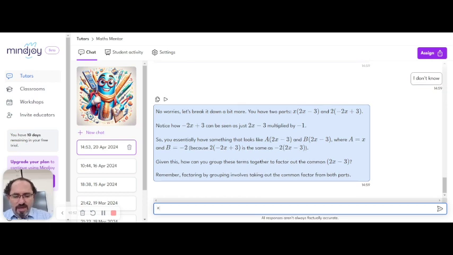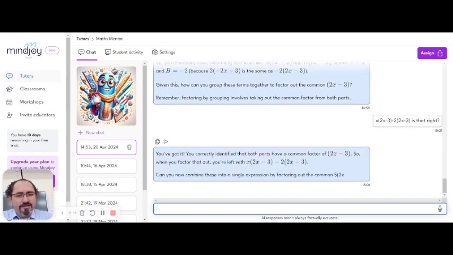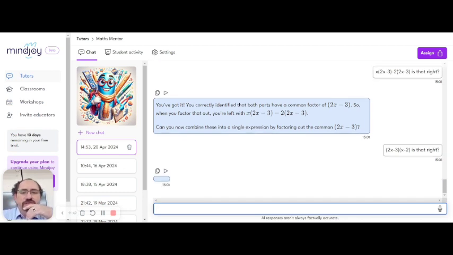So it's going to be, is that right? Right. So, can you now combine these into a single expression by factoring out the common 2x minus 3? So it's going to be 2x minus 3, and in the second one it's going to be minus 2. Is that right? Let's see.